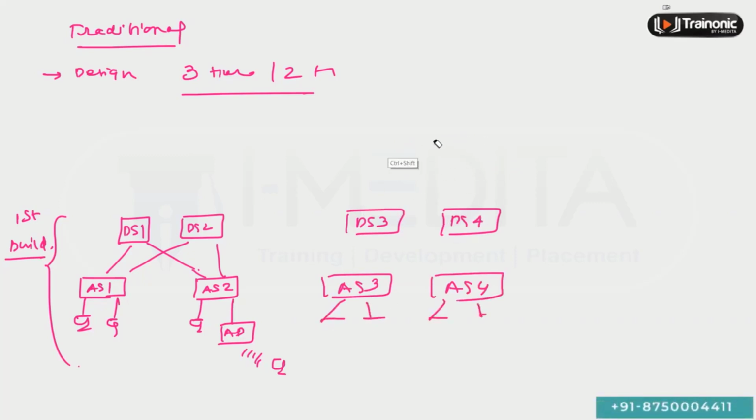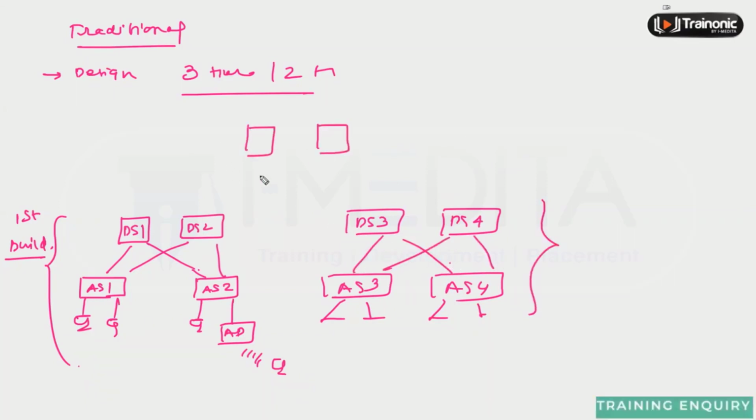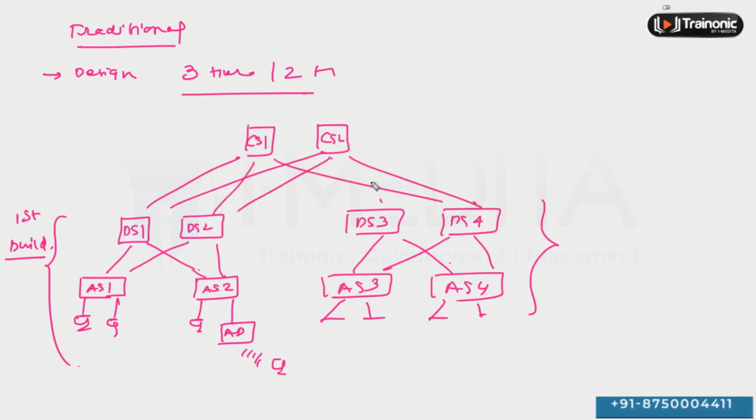Now, if we have to connect these two buildings together, we can introduce a layer in between that we call the core layer. So core layer switch 1, core layer switch 2, and we can connect these devices with these core layer devices as well, so that our traffic can flow from one building to the other building, from one particular VLAN in one access layer device to the other device in the VLAN on the second building.